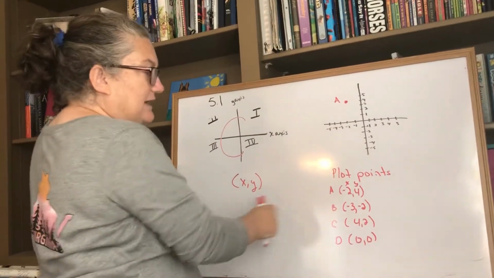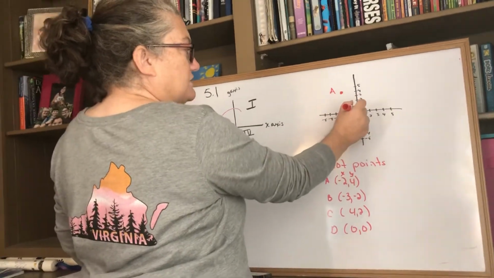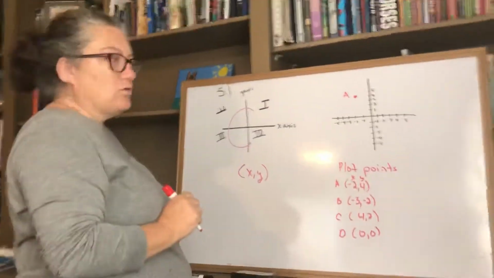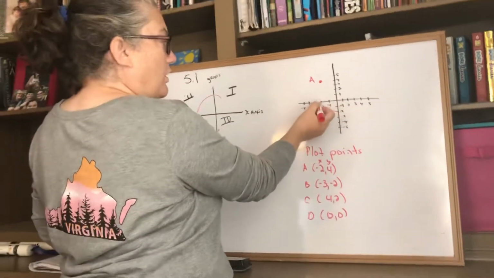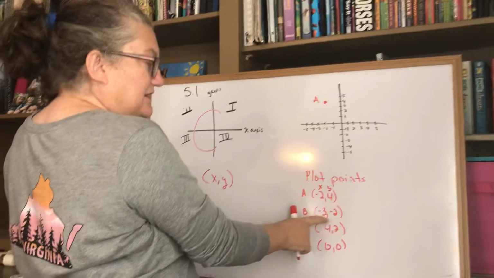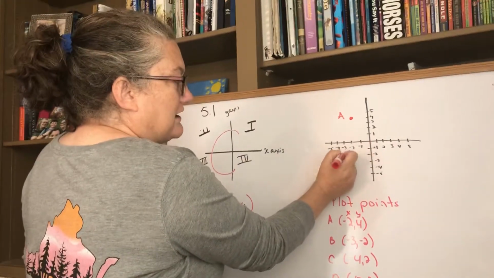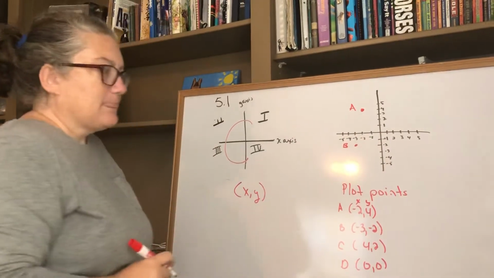So I'm going to go to -3, -2 now. I started at 0, 0. This is the origin. In the center here, 0, 0 is the origin. And I'm going to go over to -3 because that's the x. We always do x first. And then it tells me I go down 2. So it would be about right here. And I'm going to put the letter B.